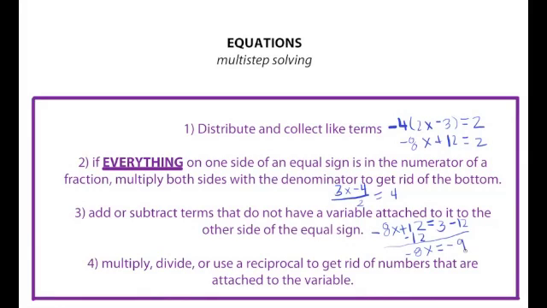Negative 9, right? Okay. And then number 4 tells me to multiply, divide, or use a reciprocal to get rid of the numbers that are attached to the variable. So we save the one attached to the variable to the very, very end. And in this case, it's going to be a divide because it's right next to each other, so it's being multiplied. And so I end up with x equals positive 9 over 8. Okay, so just an example there of what to do, in that order, for solving these multi-step problems.